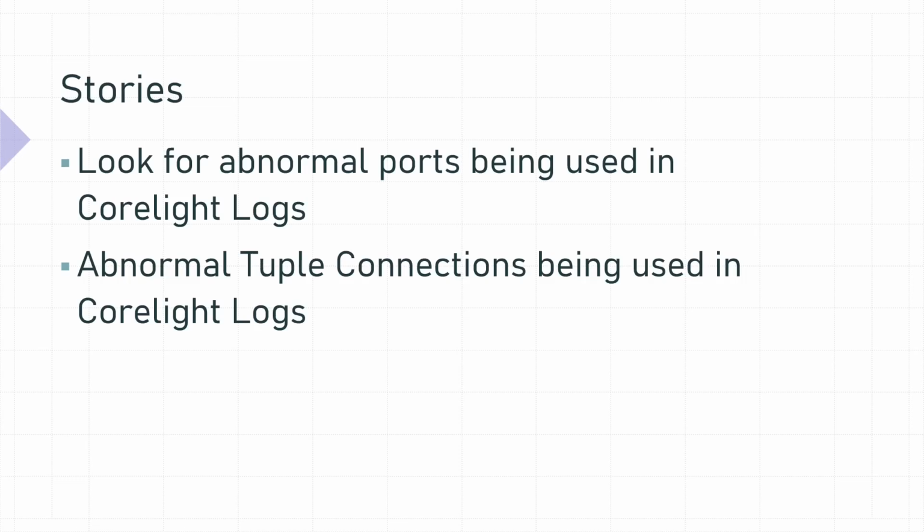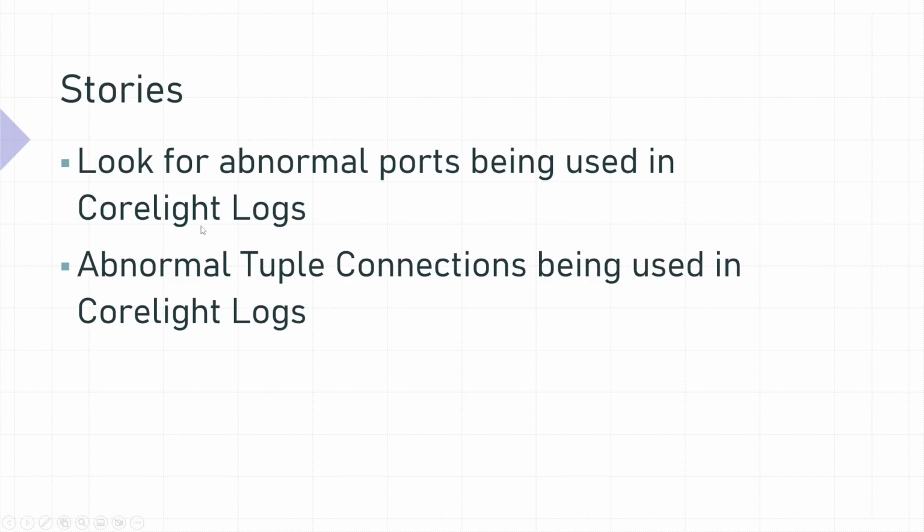So we're going to start with something very simple. And again, remember, it still fits the category of a model. We are going to use historical data to make predictions, to make decisions. We're going to define abnormal ports as ports that have not been used before, and we're going to use a window of, say, 90 days. I'm going to look for abnormal ports over the last 90 days in my Corelight logs.